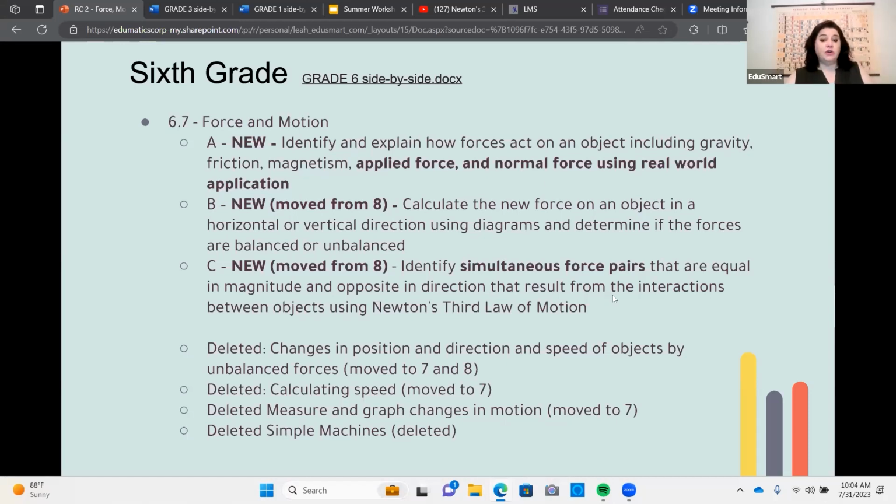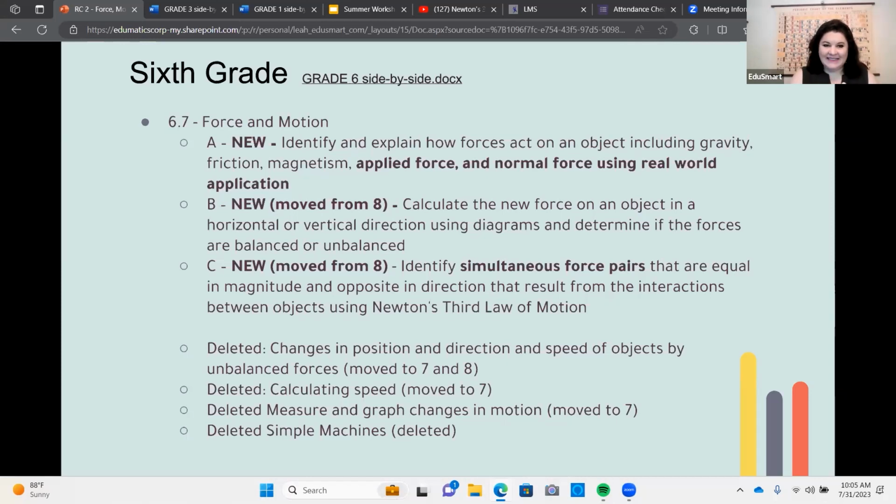So instead, we get to identify and explain how forces act on an object, including gravity, friction, magnetism, applied force, and normal force using real-world applications. Now, I'm just going to tell on myself a little bit. I have a master's degree in science education, and I had to look this stuff up. So please don't feel bad if you're like, what? Unless you're a physics major, then this stuff may be challenging for you, and that is okay. And we're going to support you with that.